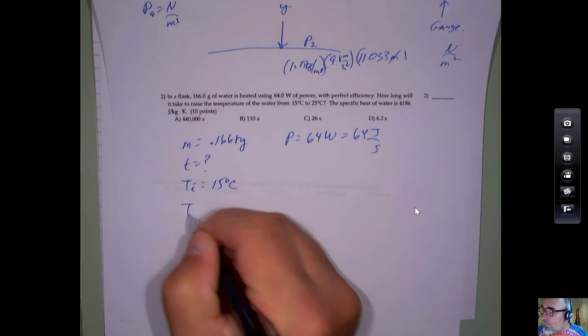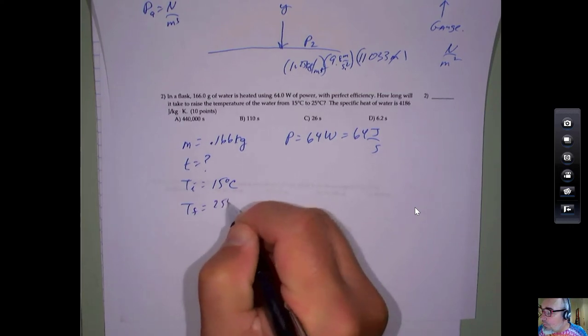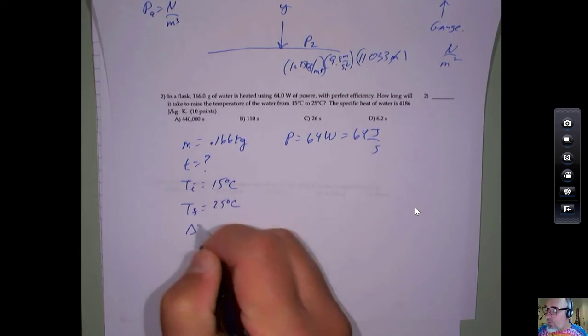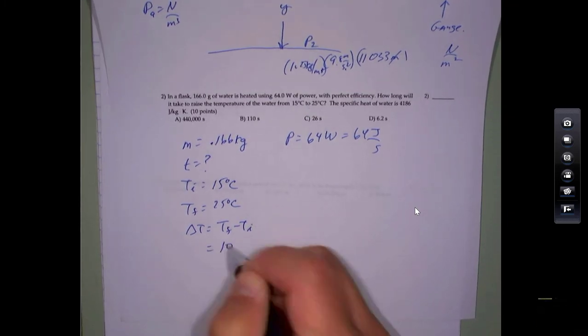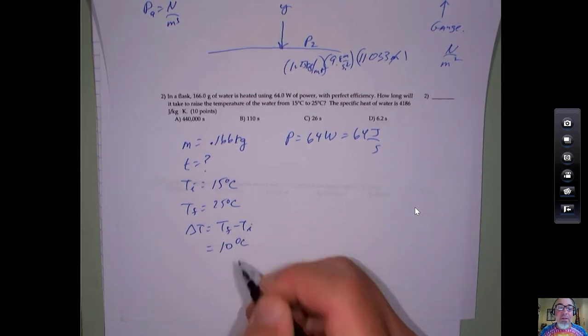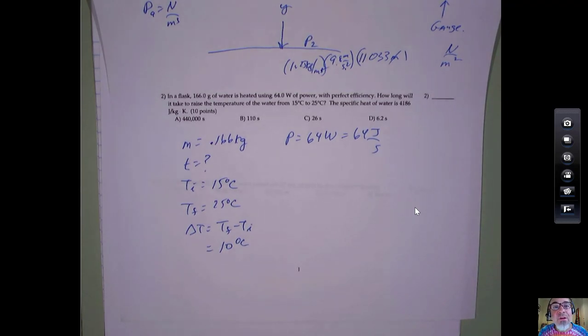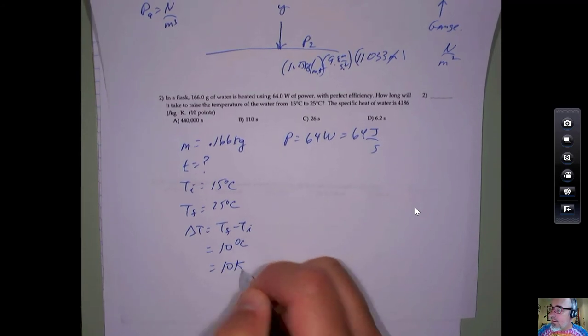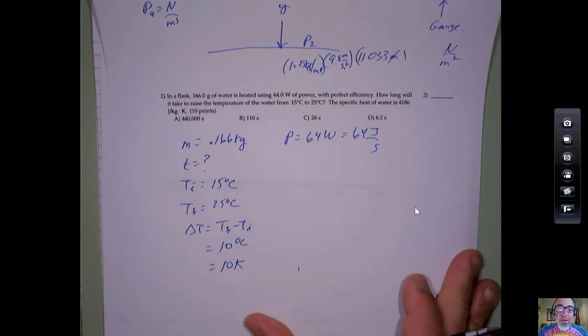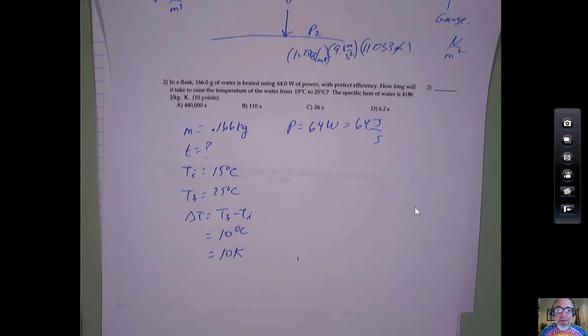And then the final temperature is 25 degrees Celsius. So the change in temperature, T final minus T initial, will be equal to 10 degrees Celsius. Now remember, as far as the increment of temperature goes, if you change the temperature by 1 degree Celsius, you also change it by 1 Kelvin. So this would be equivalent to raising it by 10 Kelvin. Okay. All right, very good.